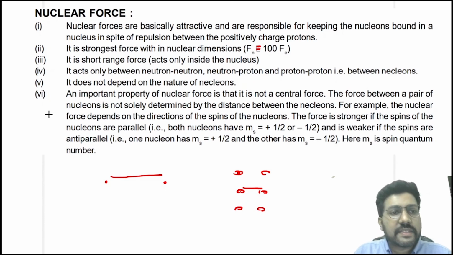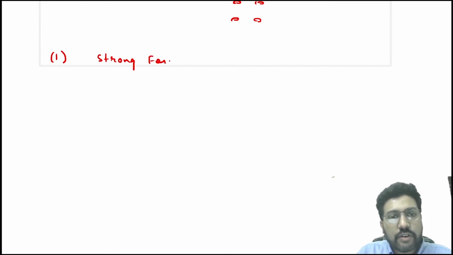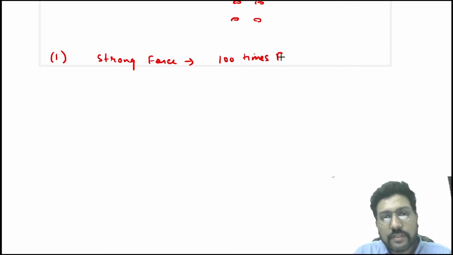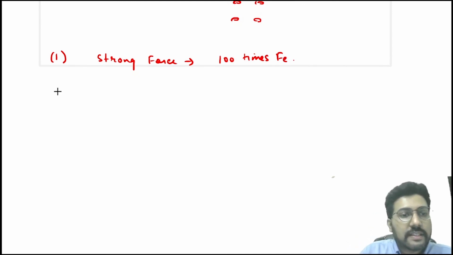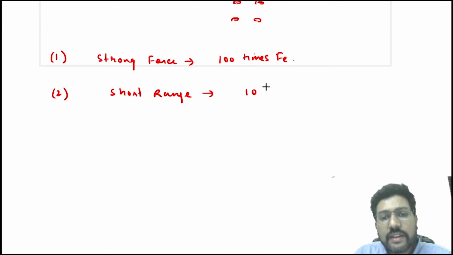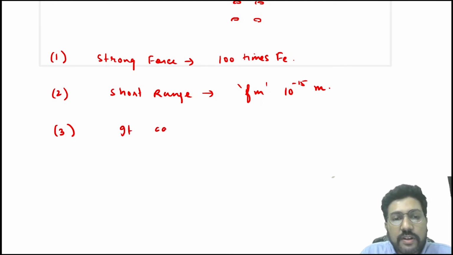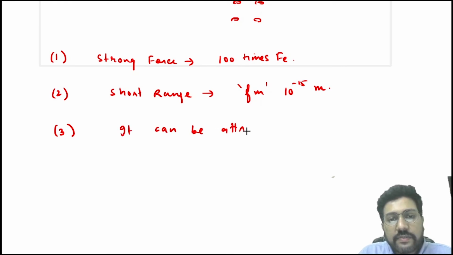Now let us again revisit what are the important points about nuclear force. So the first important point is they are strong force, right? The nuclear forces are strong force. Nuclear force is approximately 100 times the electrostatic force. So the nuclear force is the strongest of all the forces. The second important point that we have discussed is they are short range force. You can say that the nuclear force is active only up to femtometer dimensions, okay, or 10 raised to power minus 15 meter. The third important point is it can be attractive or repulsive.